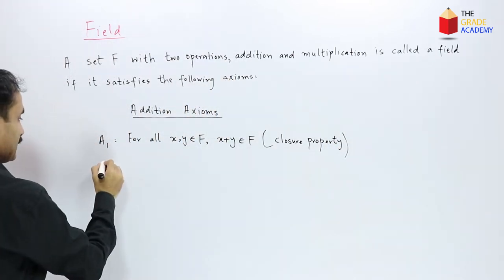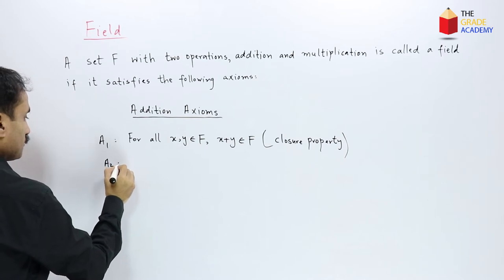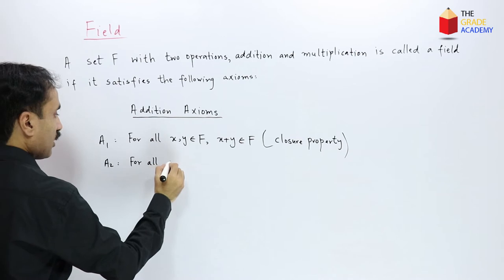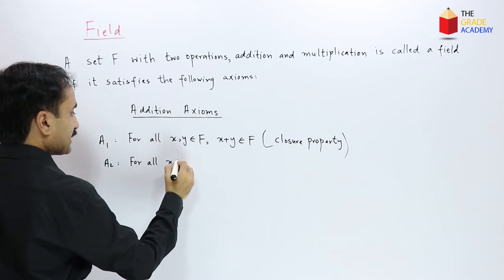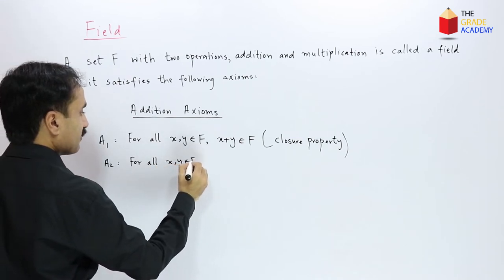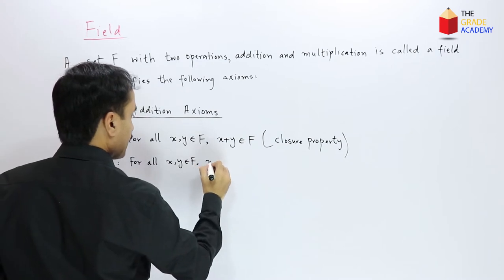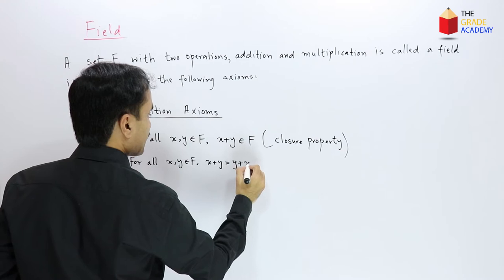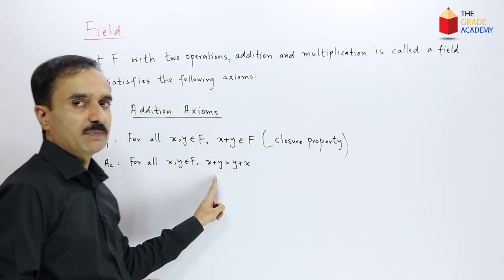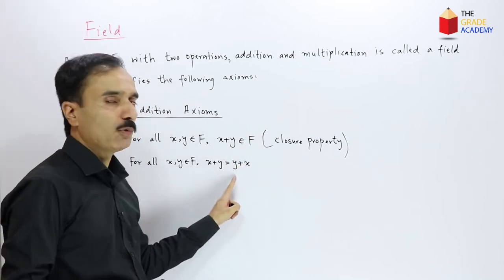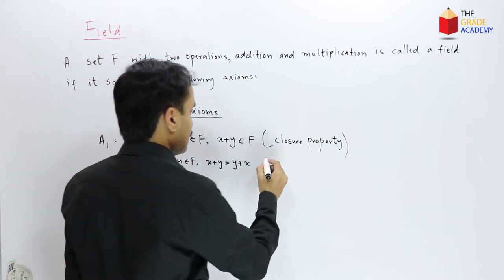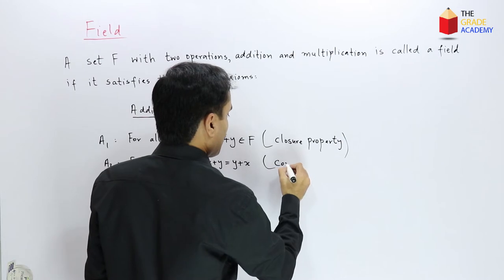And the second axiom is, for all elements x and y belonging to F, x plus y is equal to y plus x. So this means that addition is commutative in F. So this is called the commutative property of addition.